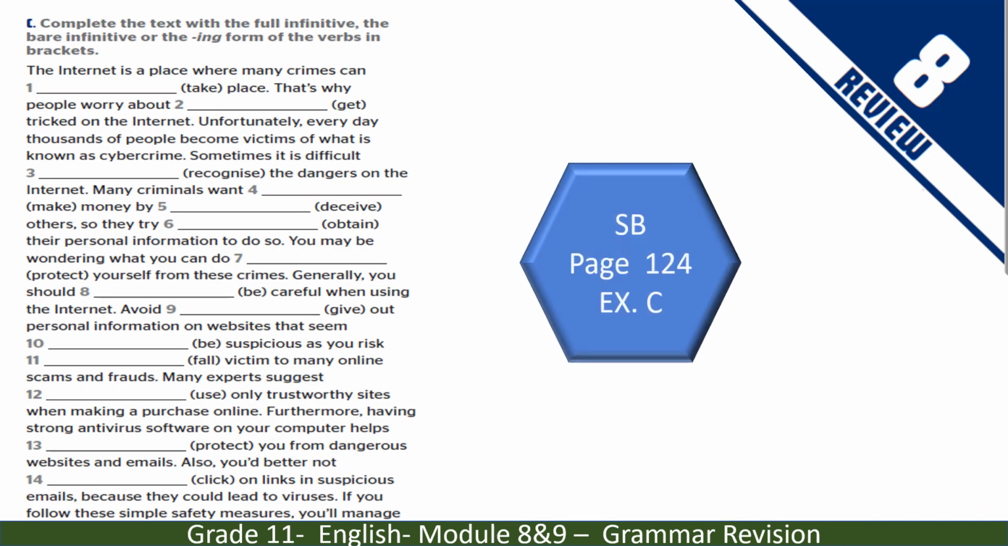Now, students, go to Students Book, page 124, exercise C. Your task is to complete the text with the full infinitive, the bare infinitive, or the ing forms of the verbs in brackets. Pause the video, take your time to answer the exercise, and come back to check your answers.